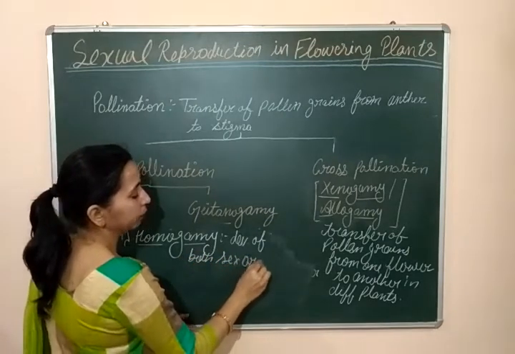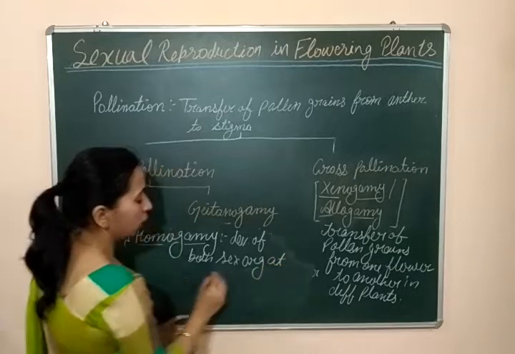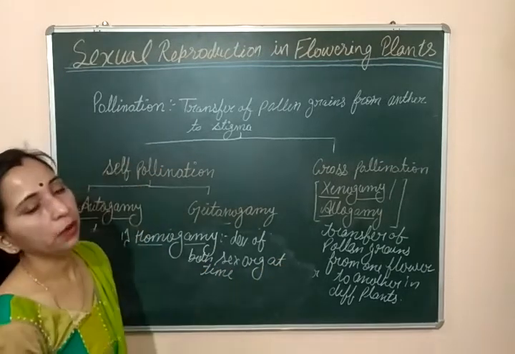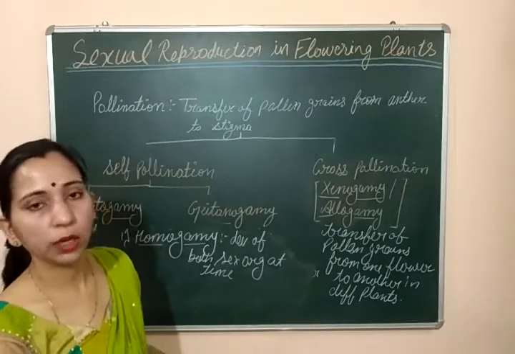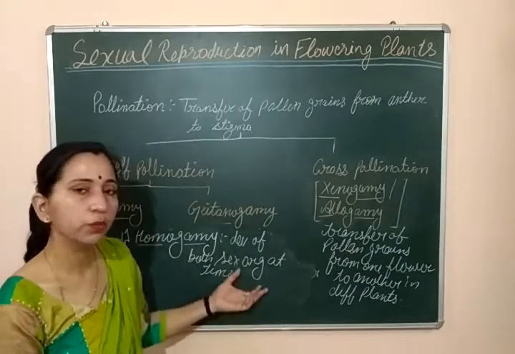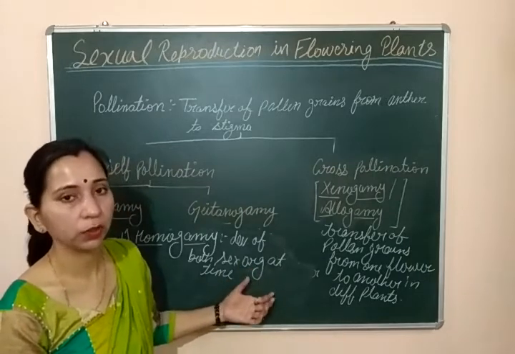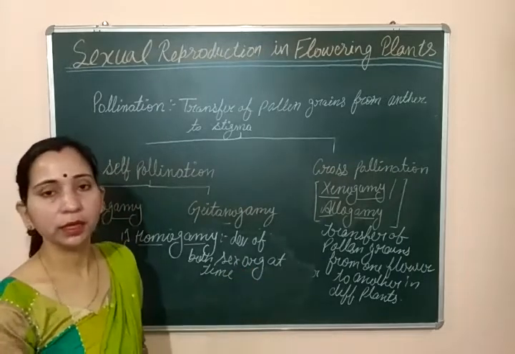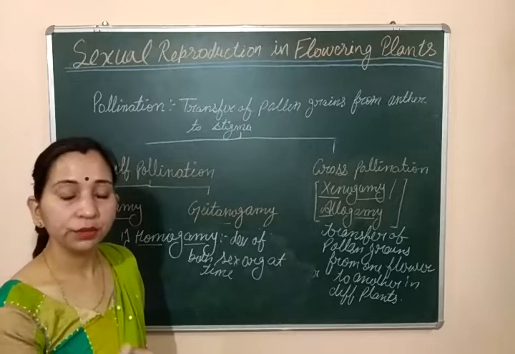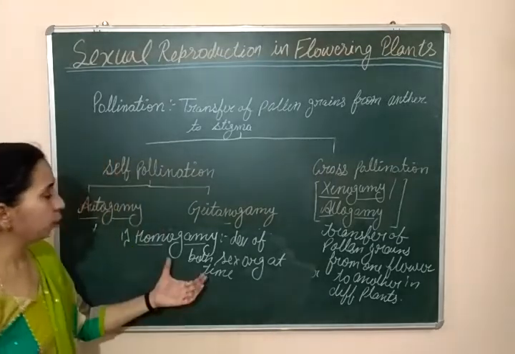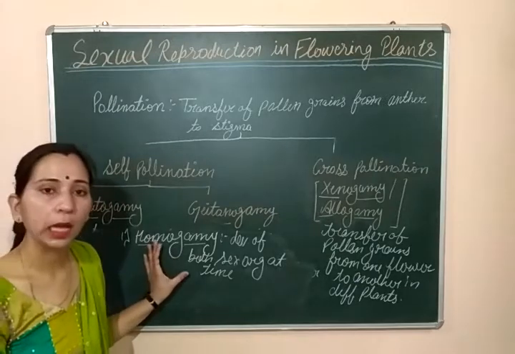Means when the anthers develop and dehisce to release the pollen grains, at that time the stigma of the same flower is also receptive, and it can receive the pollen grains for the process of pollination. Such type of process is known as homogamy.